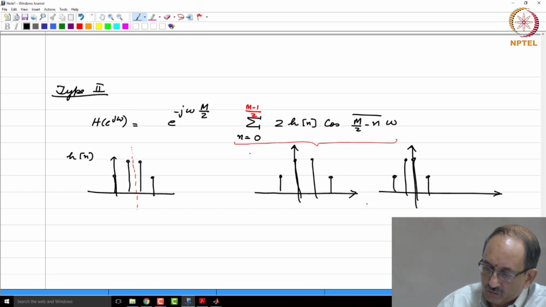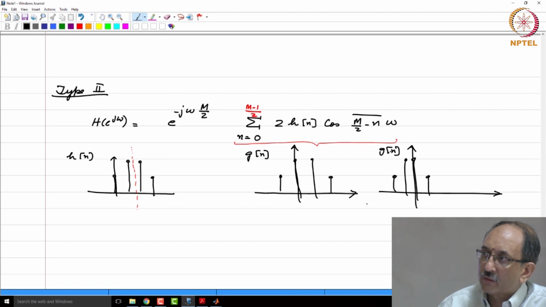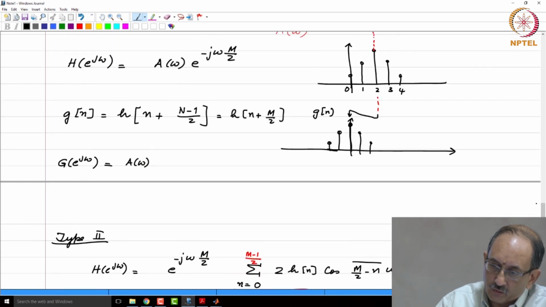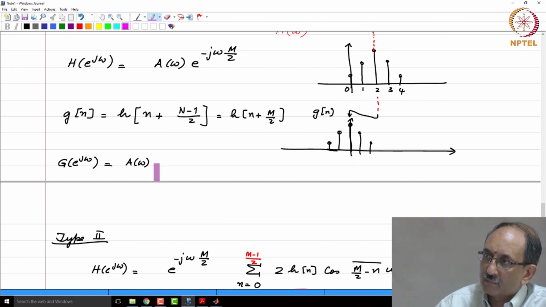So, coming back to this, you can have g of n like this or g of n like this, and neither of these sequences has A of omega as its Fourier transform. The point is there does not exist a sequence that has A of omega as the DTFT, unlike in the type 1 case where the original sequence was shifted by m by 2 samples to the left, it gave rise to an example sequence like this whose Fourier transform was A of omega.